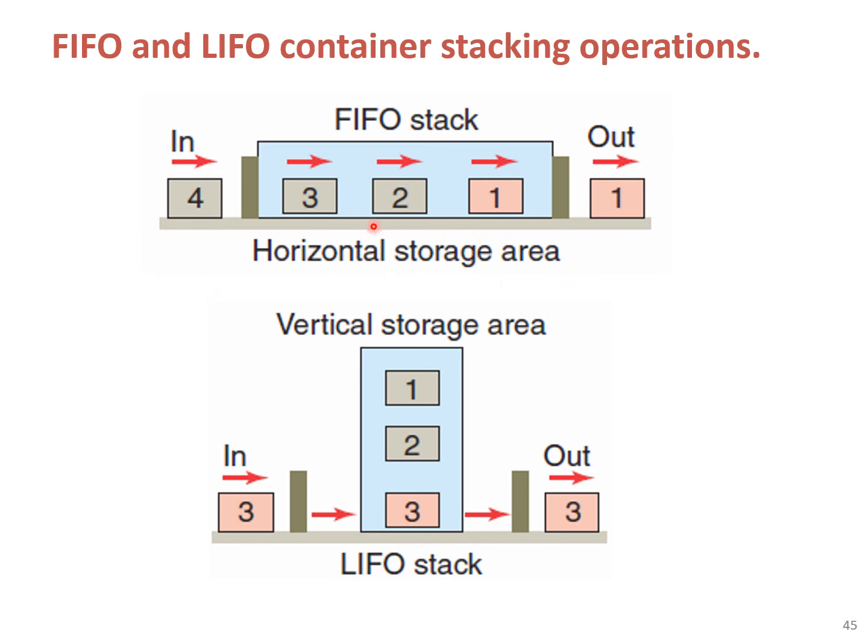So in a horizontal storage area, we have first in and the first out. Here we have one input, and the other one at the end will go outside. Here we have last in and the first out. This is used for the vertical storage area, and the most recent one basically goes outside.